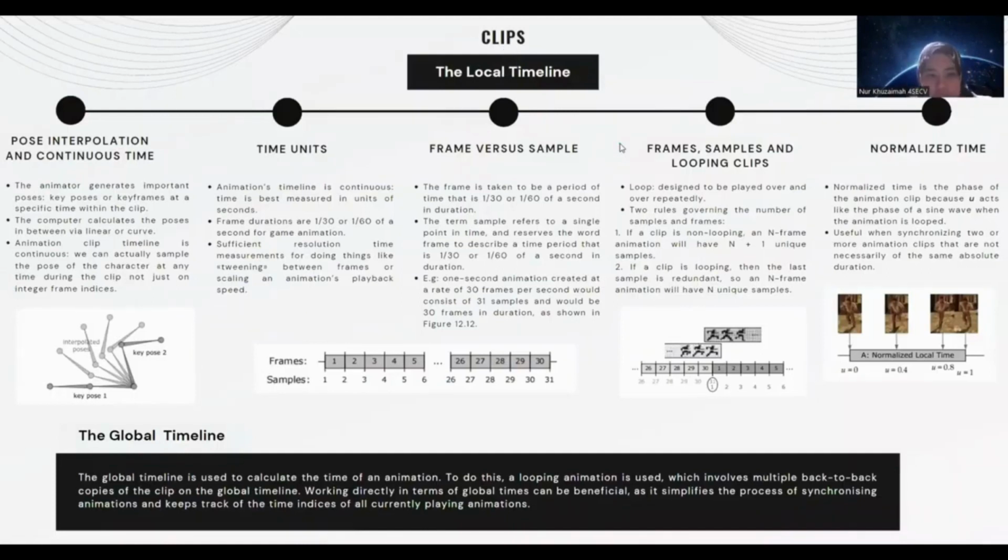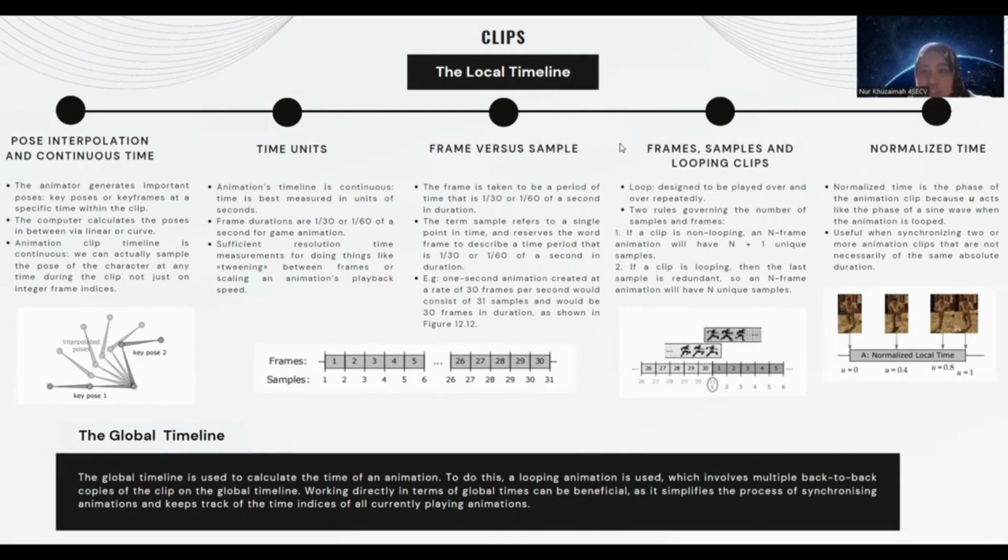Right, lastly is the clips. So there are 2 clocks, local timeline and global timeline. So what is pose interpolation actually? The animator generates clips that have 2 poses, like key poses or keyframes. So for the time units, we basically measure in units of seconds. So what are the frame and the sample? A frame is taken to be a period of time. A sample refers to a single point in time.